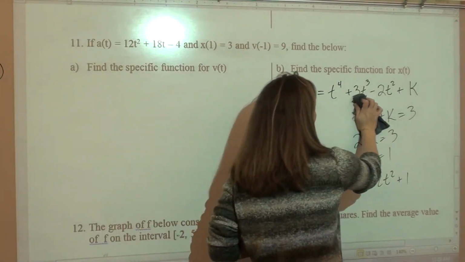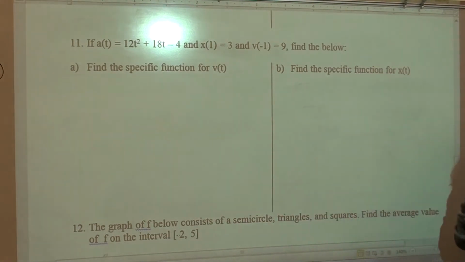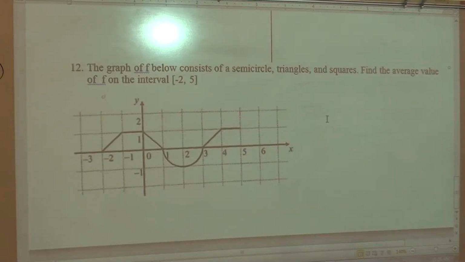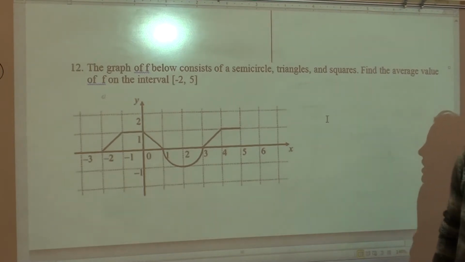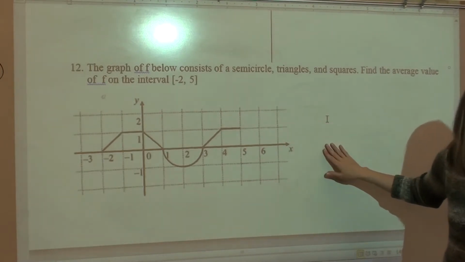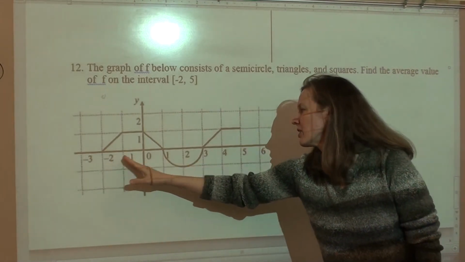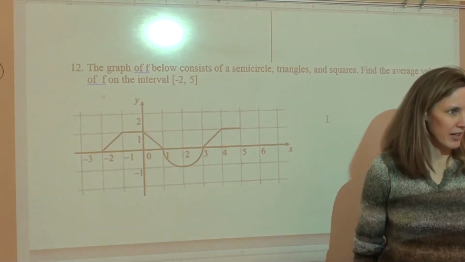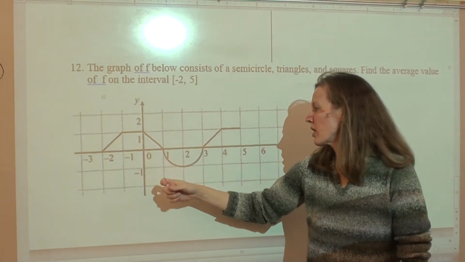A quick little nod to the last problem on this worksheet, and then we'll go back and do a special case. This is a cute little graph. It's got a semicircle, some triangles, and some squares. We want the average value of f on the interval from -2 to 5. Well, average value would be 1 over 5 minus -2 times the integral from -2 to 5, right? How would I find the integral from -2 to 5 of this function? Trapezoid formula and just the semicircle. Areas, right?